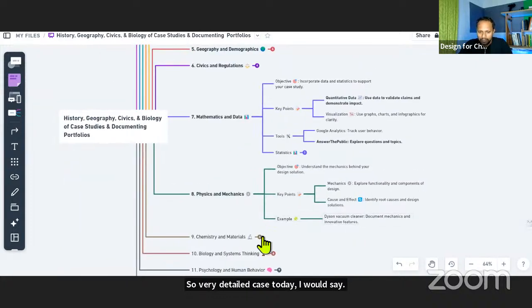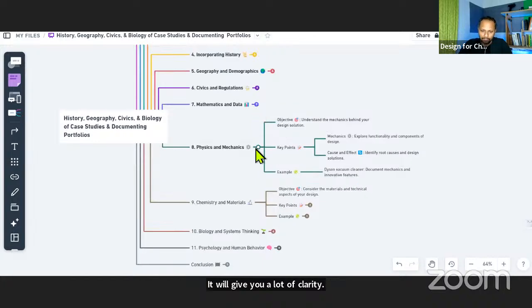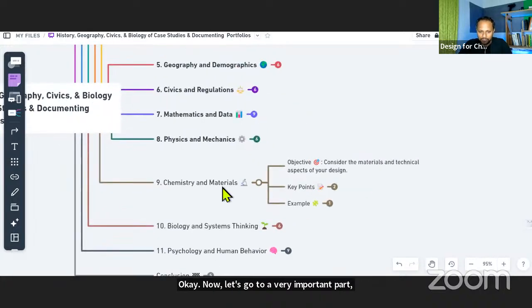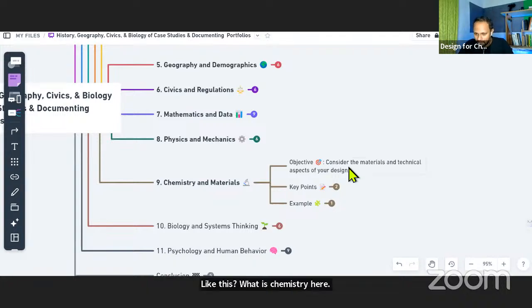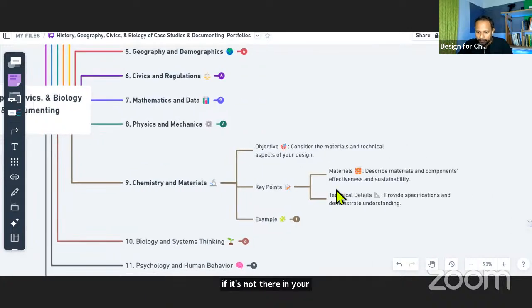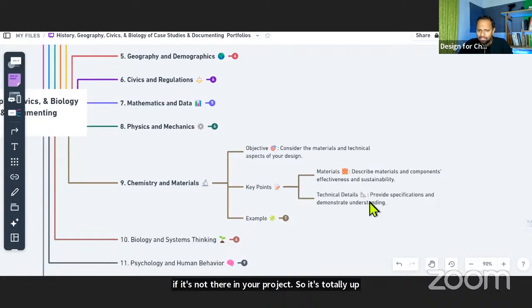Okay, now let's go to a very important part, which is the chemistry of it. Having understood the physics, now we'll go to the chemistry. Jagdish, what is chemistry here? Consider the materials and technical aspects of your design. Maybe it could be a chemical composition. Maybe it could be technical details of it. Sometimes if it's not there in your project, leave it. It's totally up to you. This will be majorly for the physical product designers. So describe the material, components, manufacturing, technology.